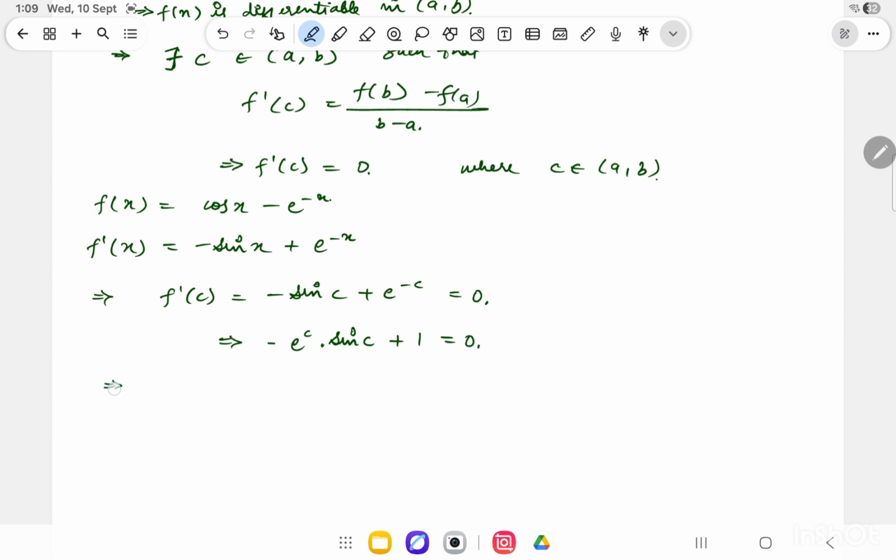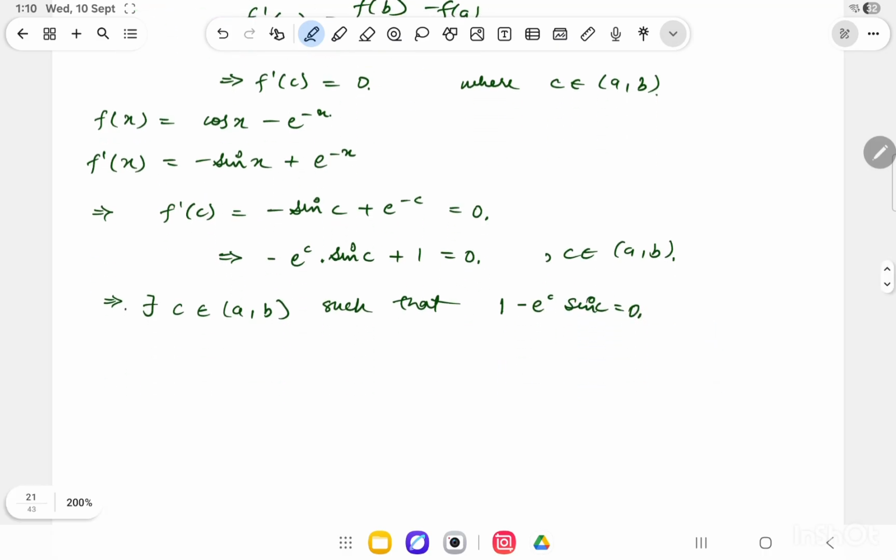So from here I can see that also my c is in the open interval a comma b, so I can easily say that there exists c belonging to a comma b such that 1 minus e raised to c sin c is equal to 0. So c is basically acting as a root of 1 minus e raised to x sin x equals 0, and c belongs to the open interval a comma b.